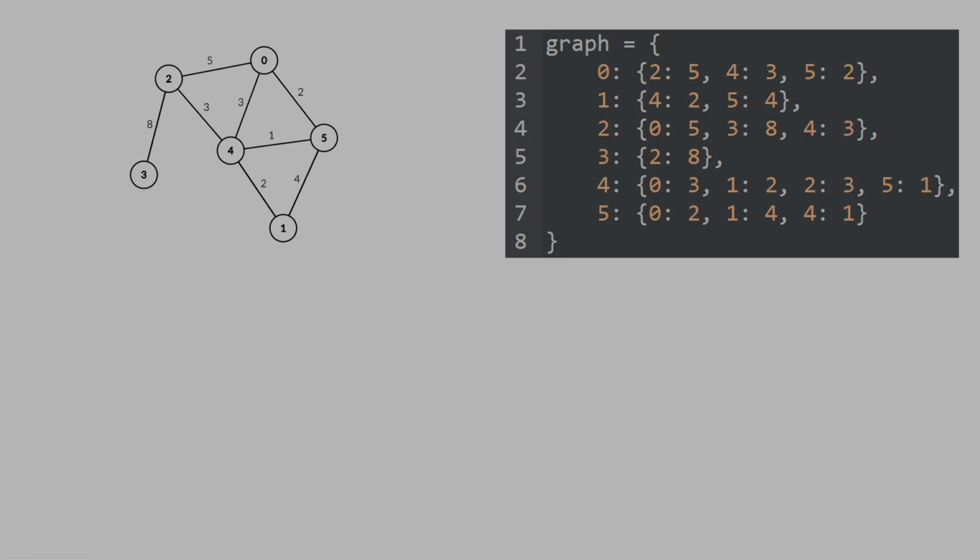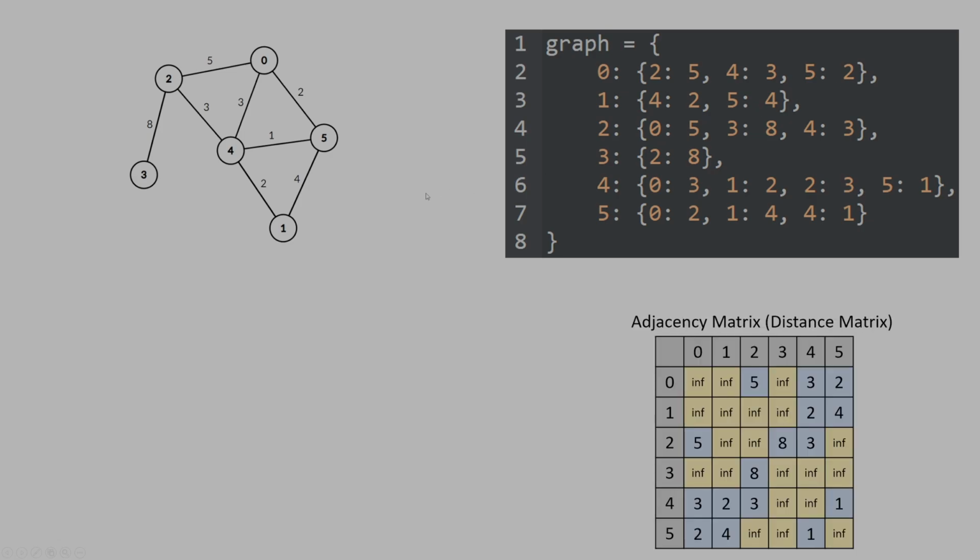Now here we have added in the weights into this dictionary. So we've essentially got a dictionary of dictionaries. So in this case, if we look at this value, or this vertex rather, 0, it's connected to 2, and then the cost is encoded here. Okay, so it's connected to 4 with a cost of 3 and 5 with a cost of 2.